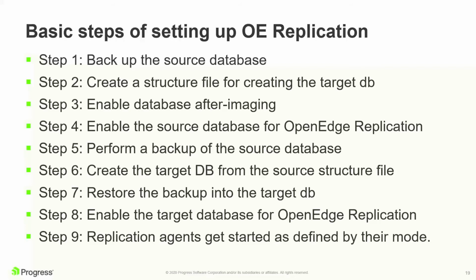Today, setting up OpenEdge replication is a straightforward process, which includes creating the target database structure and applying a backup of the source DB. The source database needs to get after imaging enabled. The databases get then enabled for OpenEdge replication using proutil database name -C enable site replication and the role of that database.